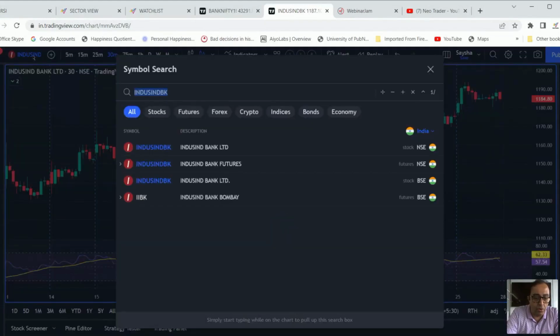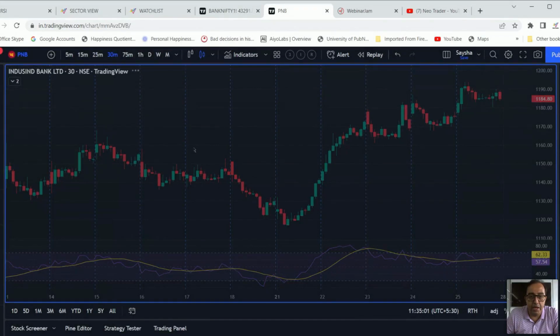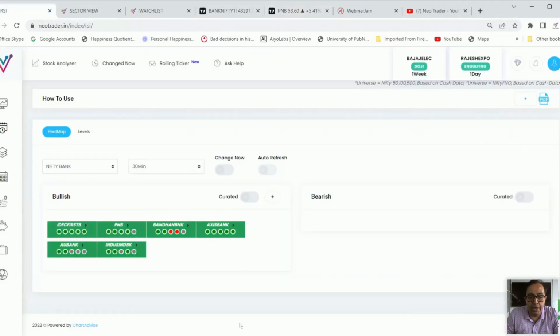Then the other was PNB. In PNB you can see that there is a very strong move. If you go to PNB, you will see that I spoke to you about all the circles being green, right? All the circles being green. That means all the circles here have turned green. So if you want to take a trade now, there is scope, but with caution.